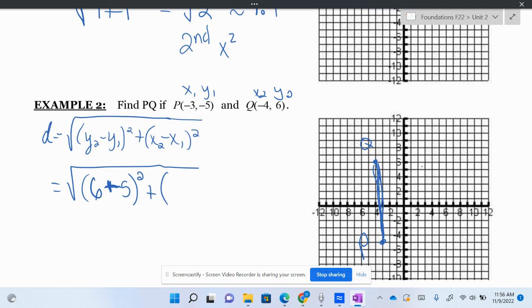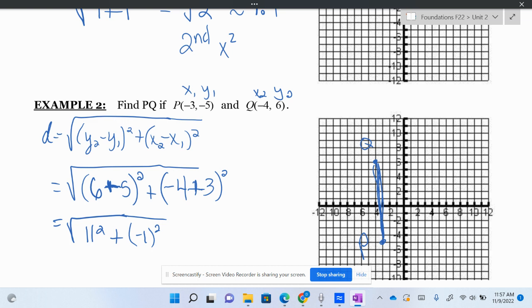Okay. X sub 2 is negative 4 minus a negative 3, which becomes a big plus, quantity squared. So what is 6 plus 5? 11. So I have 11 squared plus, what is -4 plus 3? -1. Quantity squared.